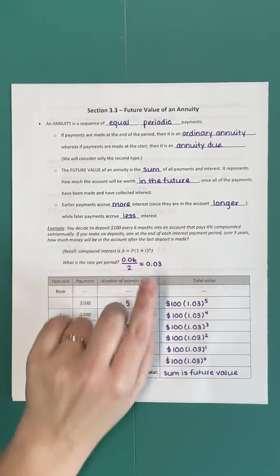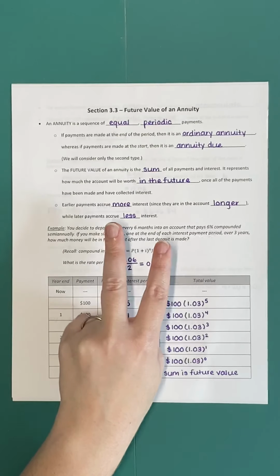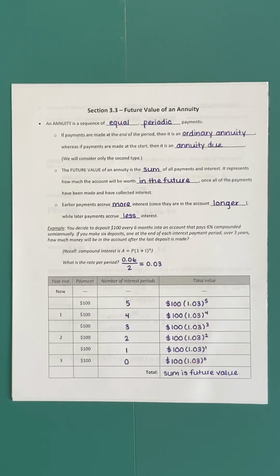So in this case, if it's twice a year, semi-annually, for 3 years, then that's going to be a total of 6. So our exponent here is going to be 6 in total if we were to look at all the periods that we have to accrue interest.